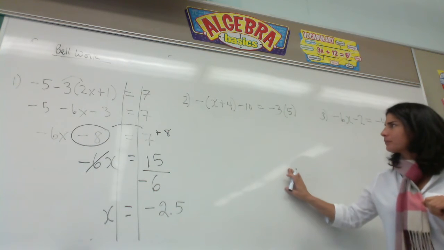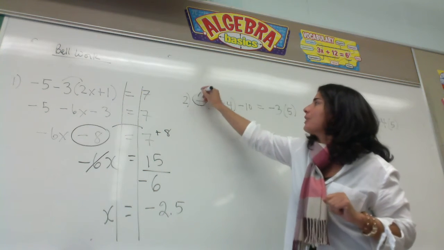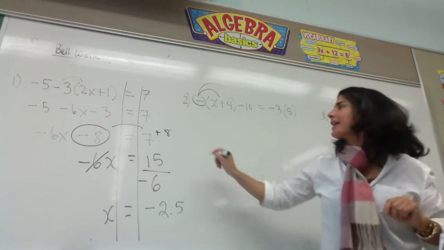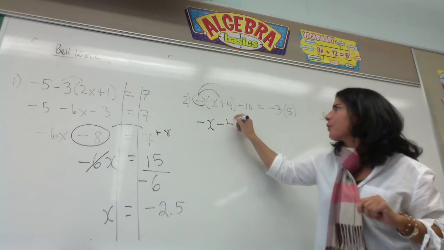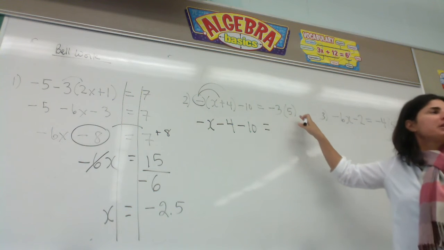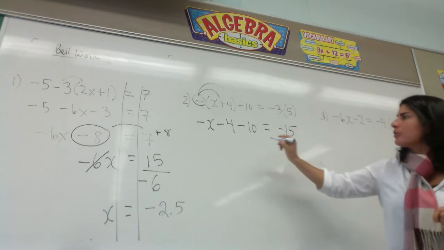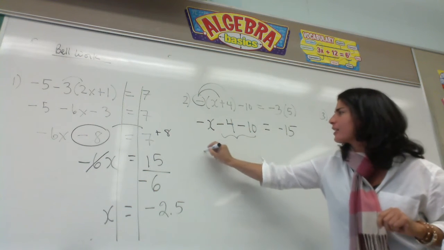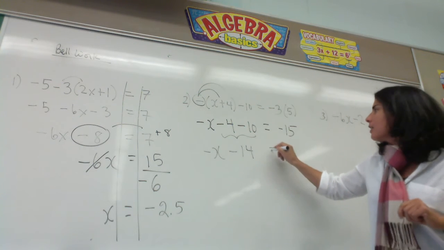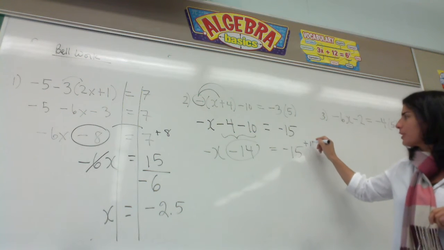Number 2. Distribute the negative to the x and to the 4. Boom! Negative x minus 4 minus 10 equals, what's negative 3 times 5? Negative 15. And how do I do this? Well, first of all, I see that this can be put together as negative 14. And then I can remove it from this side as a plus 14.